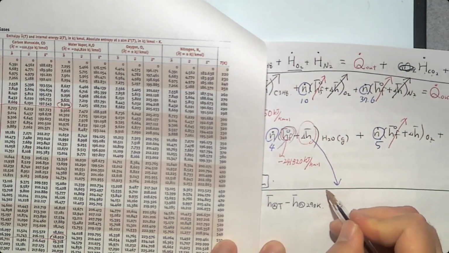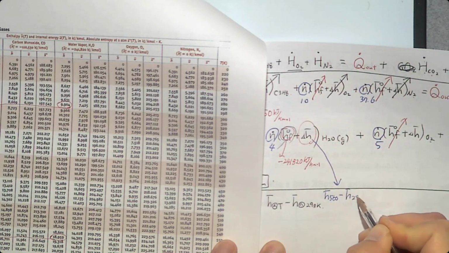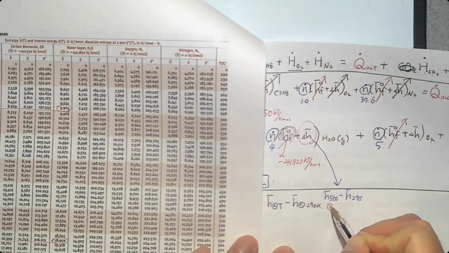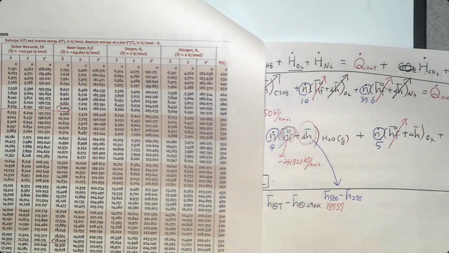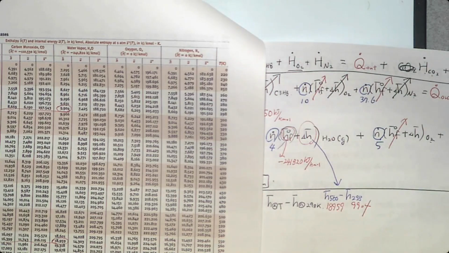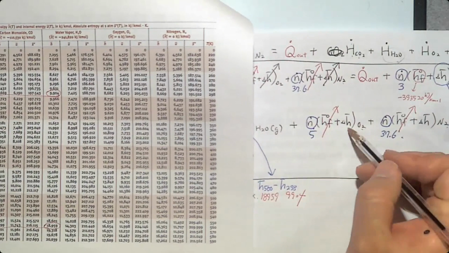This can be determined by H bar at 560 minus H bar at 298. And 560, this one, 18,959. What about 298? 9,904. So that's how you determine delta H bar for water vapor. We do the same for oxygen this time. So this one, oxygen.